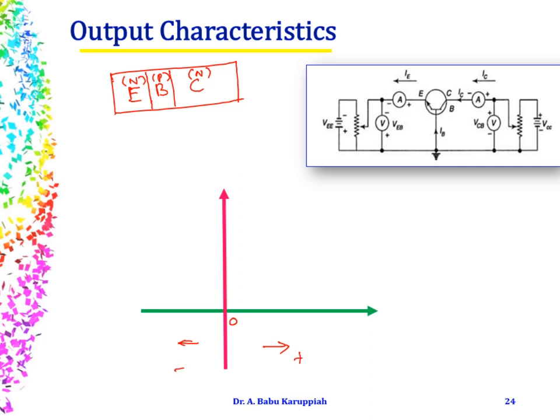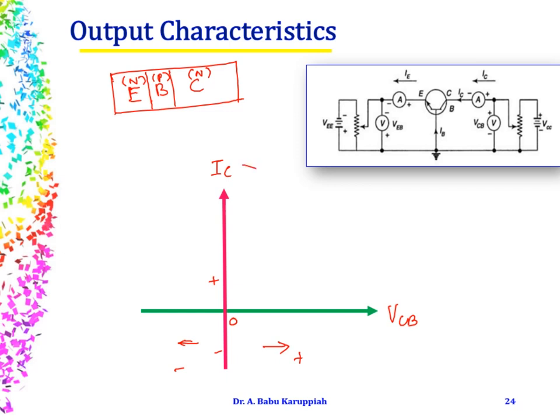On the y-axis, above the origin you have positive current, the direction of current, right? And below the origin on the y-axis you have the current in the opposite direction. So this is VCB, which is measured in volts, and this is IC, the collector current, measured in milliamperes.